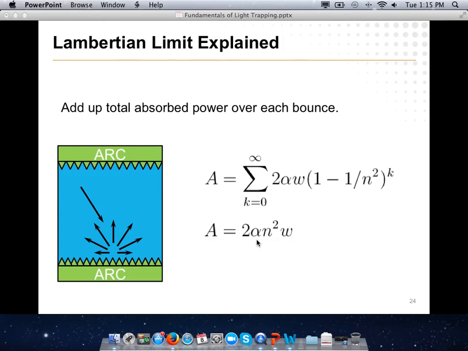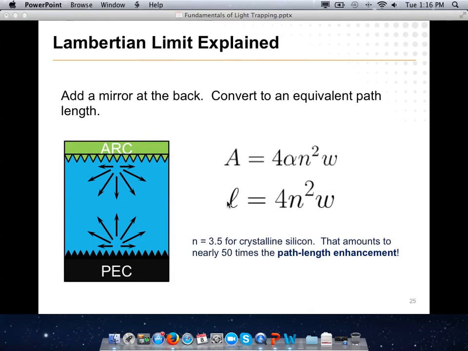And if you remember now, I have an alpha and I have an absorption factor. So I can say, okay, what is the equivalent path length that those rays all propagated through, if I average them all together into this model slab? And you get this 4n squared W thing. So that is a popular expression you'll see in light trapping literature. They'll talk about the Yablonovitch limit, the ergodic limit, the Lambertian limit, and sometimes they'll just call it straight up the 4n squared limit.